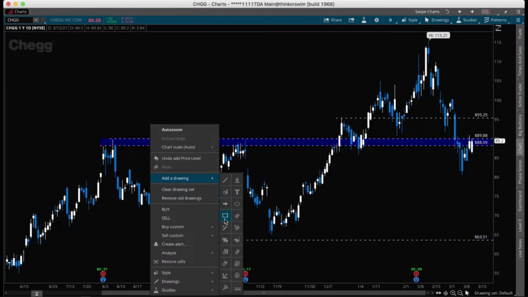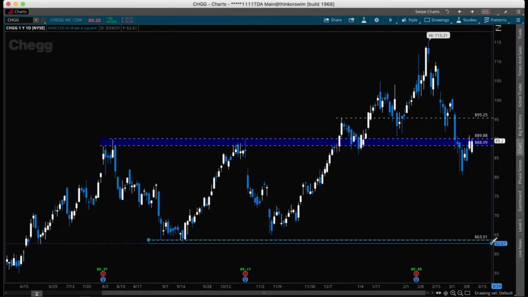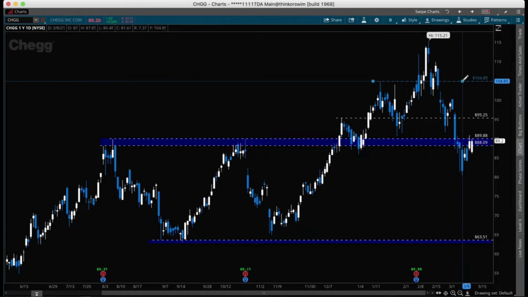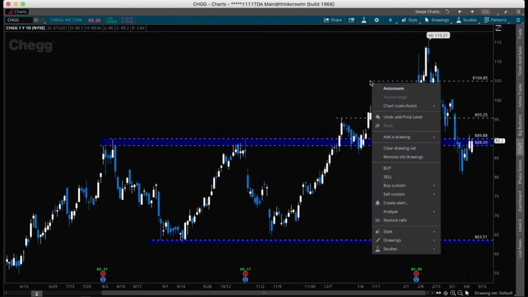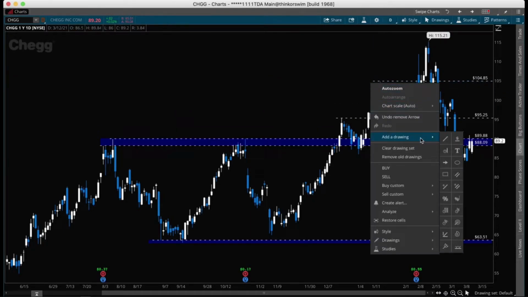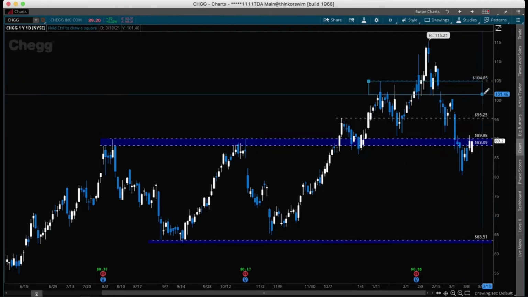And the way I do that is just draw an area. So that's a nice area of support. It's not really close to price right now, but I'm just going to use that as an example. Another point would be up here, top of this wick. Draw an area. Right down there. So that's an area of resistance right now.